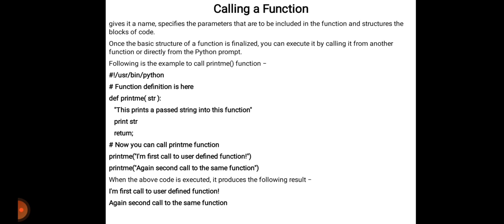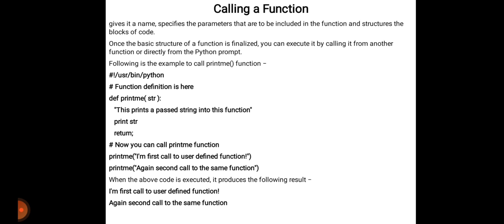Function definition is here. You have to define here, that is define print me, that is str. Whatever you have to print, string means str. This prints a passed string into this function. This is the syntax. You have to write into the syntax only. You can't change the flow or module. So print str and return.